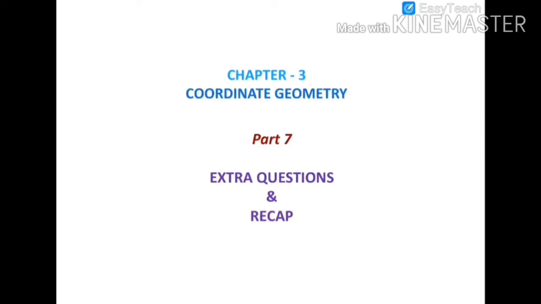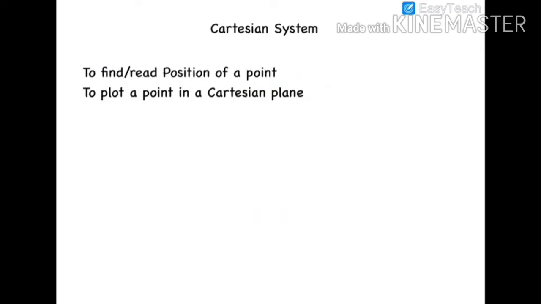We have already learned chapter 3, coordinate geometry. In today's video lesson we are going to revise this chapter and do some extra questions to test our skills. Coordinate geometry is a branch of mathematics that gives us a system or set of rules using which we can find the position of a point in a plane, and we can also plot a point in that plane.